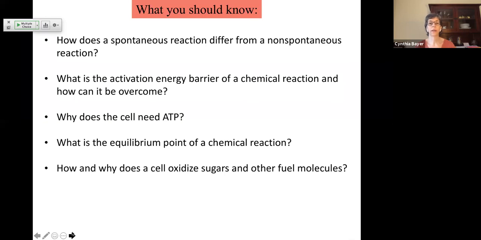And why does a cell oxidize sugars? Sugars as a fuel molecule. And how does it do that? Right. So think about those questions while you're studying, while you're preparing. Think about answering them as if they were essay questions, as a way for you to try to put together and synthesize all of the different concepts that we've been talking about.